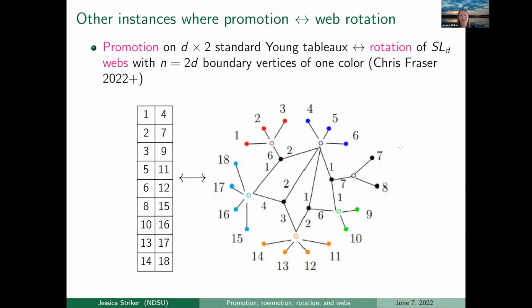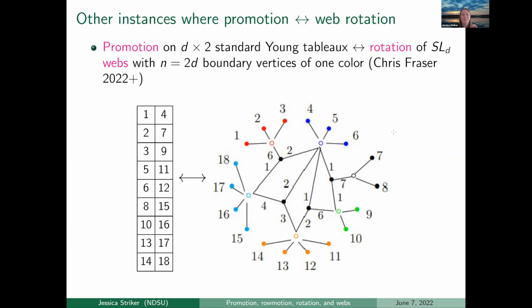All right, so generalized oscillating tableaux. Also, there's some interesting recent work of Chris Fraser, where he looks at d by 2 standard Young tableaux. So now 2 columns and as many rows as you want. And that corresponds to rotation of certain SLn webs, where n is 2d, and you have all boundary vertices of one color. Now, this is a picture from Chris's paper, and the boundary vertices are of different colors, but that's just related to his construction of the bijection. They're all filled in vertices, and so that's what I mean by of one color. But yeah, that's a really pretty construction that I recommend reading about.